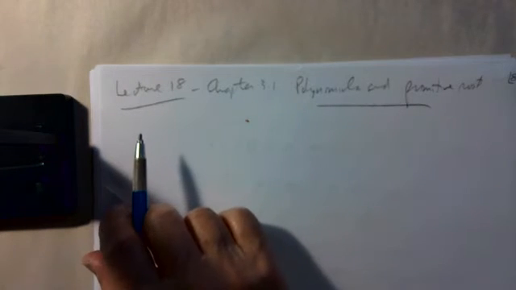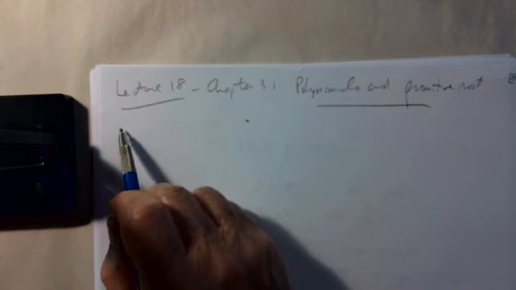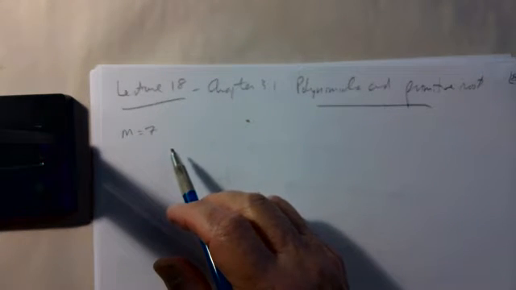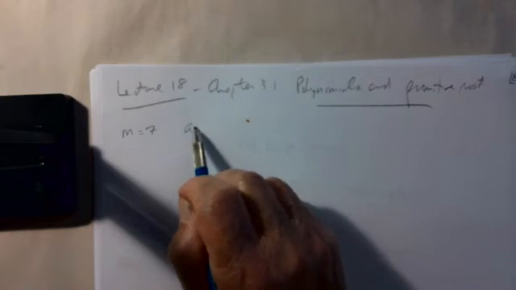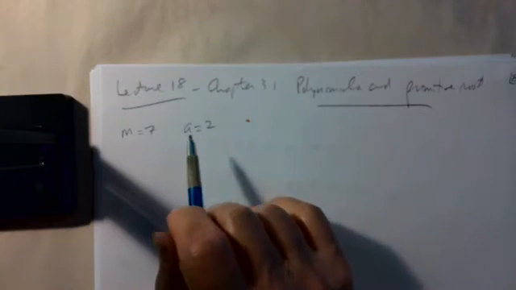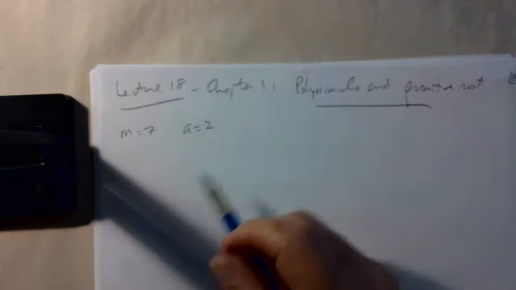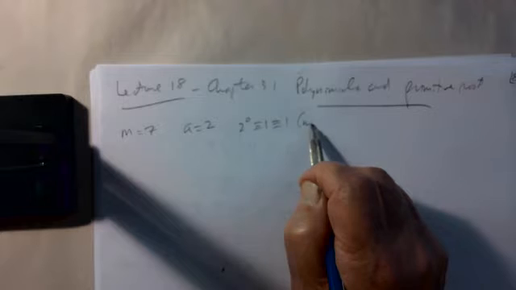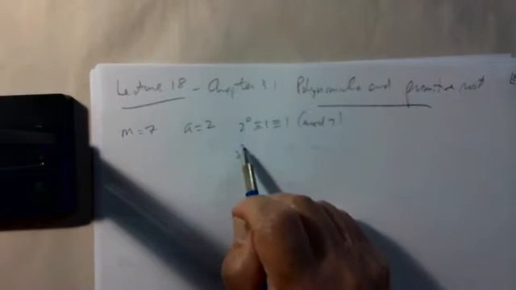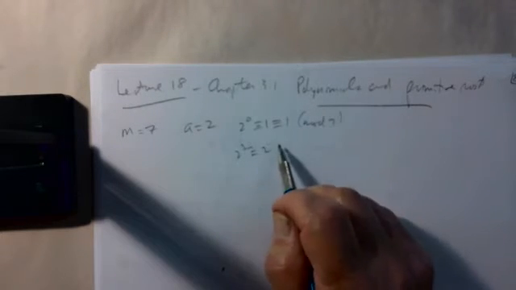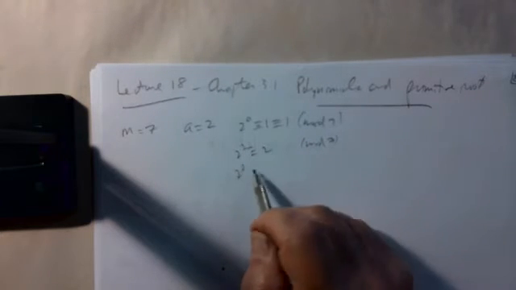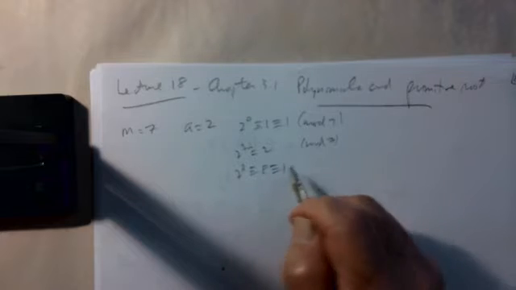So let's start with an example. Suppose we take modulus m equal to 7. And suppose I take the integer a equal to 2, and I want to look at the powers of 2 mod 7. So 2 to the 0 is 1. That's congruent to 1 mod 7. 2 to the first power is 2, which is 2 mod 7.